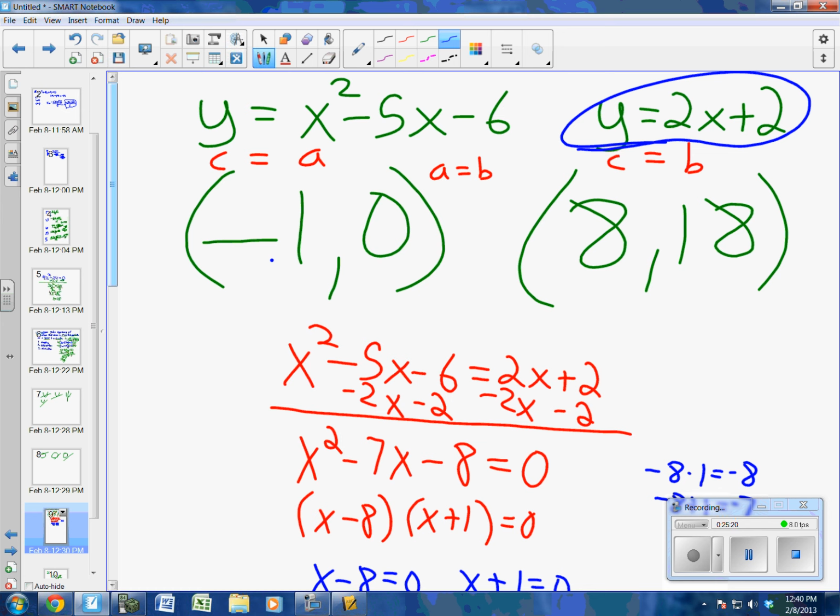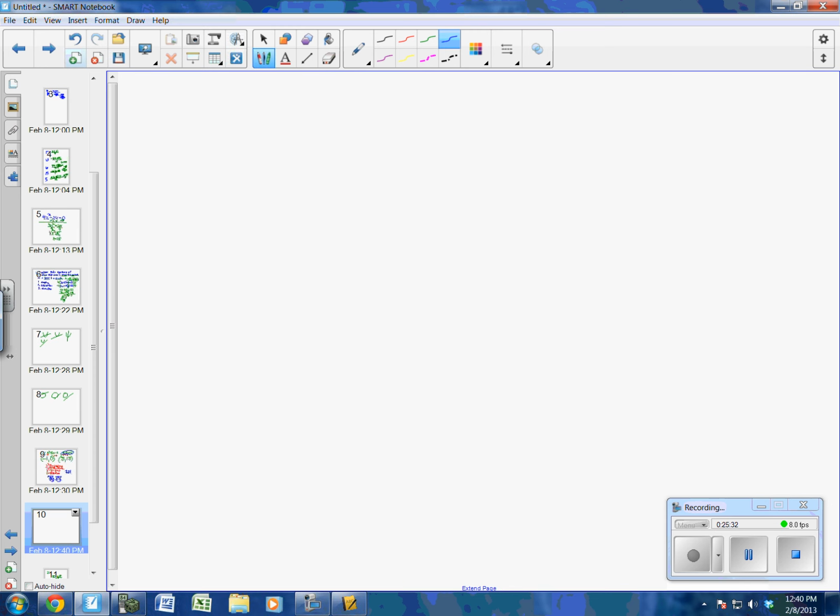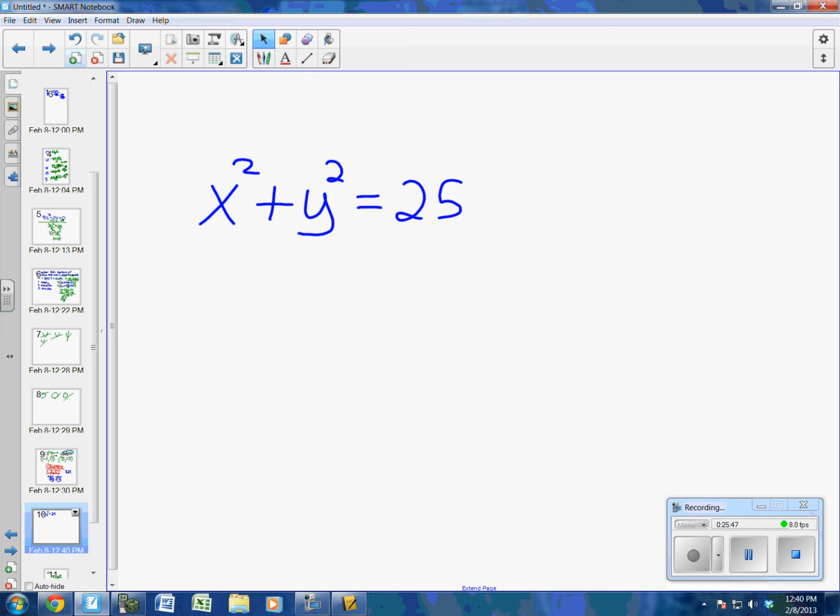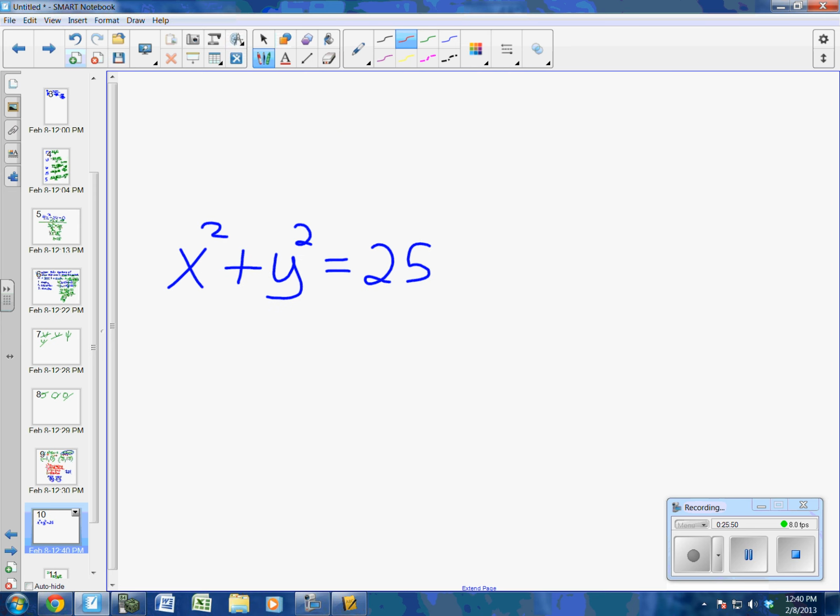Now, I need to show you how to do one where there's a circle and a linear equation. So we're going to do those. Okay, let's say I have this: x squared plus y squared equals, we're going to say 25. That's not one of the ones you guys have on there, is it? I need to show you this first. How many of you guys have ever graphed circles before by hand?